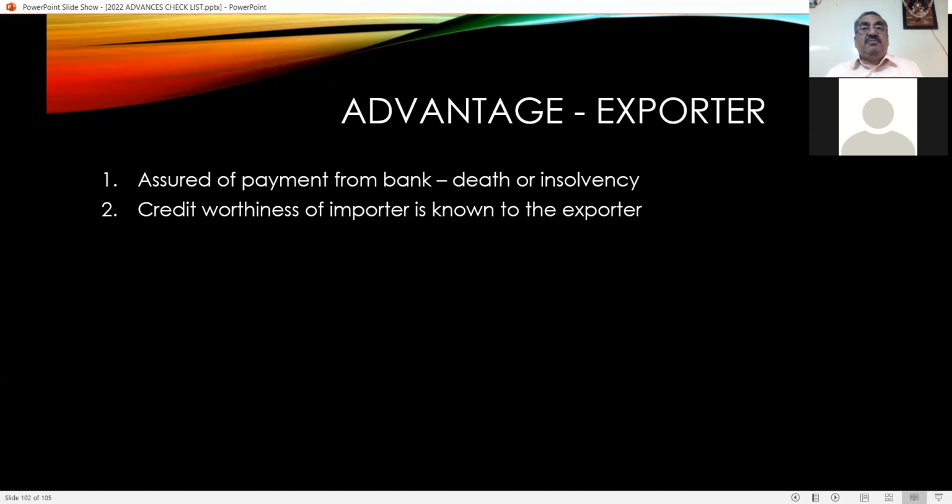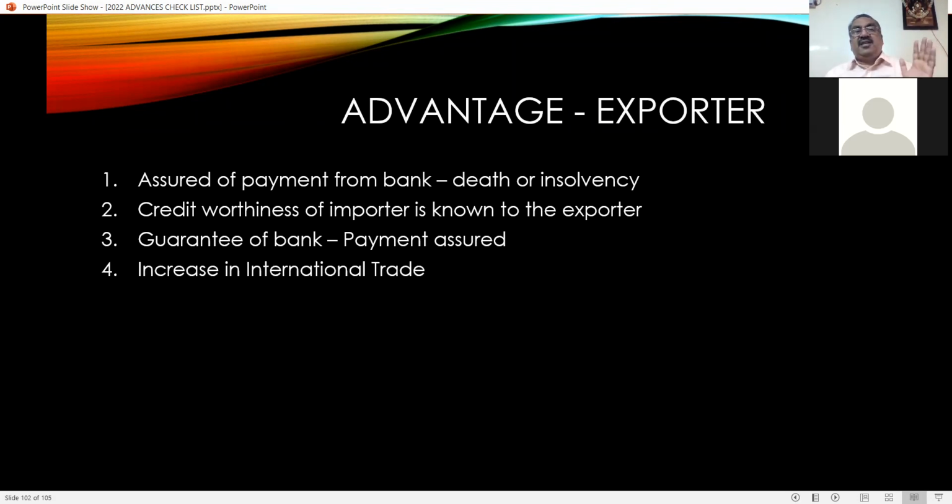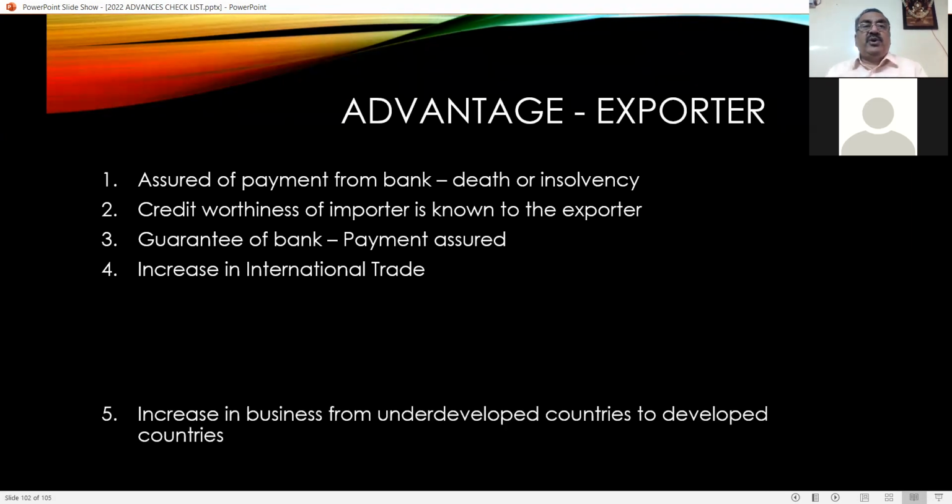And creditworthiness of the importer is known to the exporter. The bank confirms that he has got the creditworthiness of 5 crores. Then that is being confirmed by the banker, importer banker, to the exporter. Guarantee of payment, guarantee of bank payment assured. Yeah, my payment is assured. And increase in international trade. If you do this, then internationally the trade will also increase.